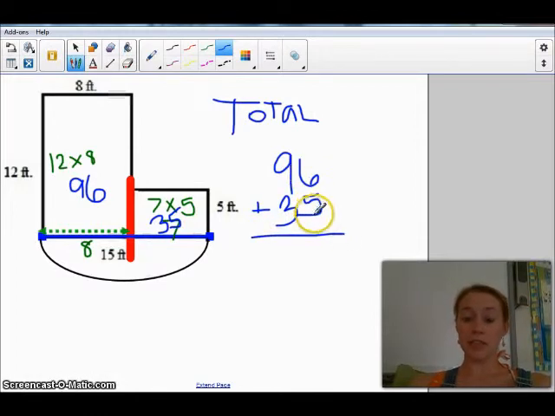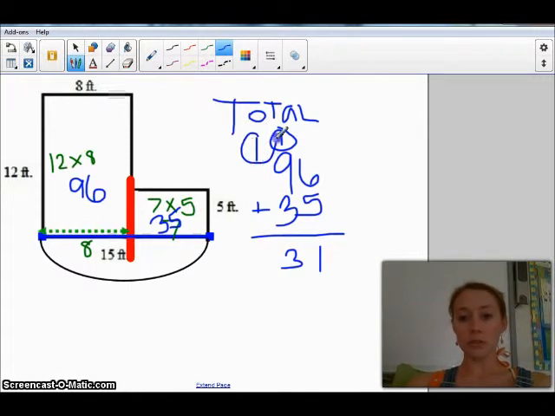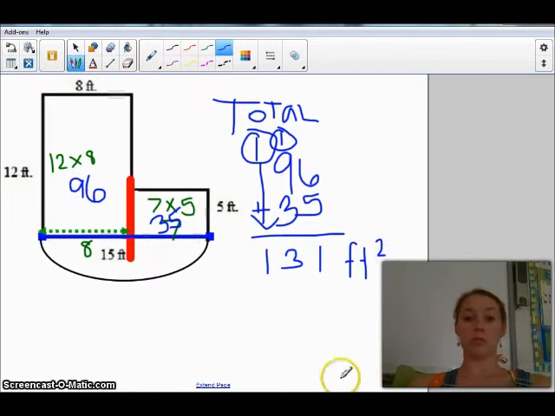6 plus 5 is 11. Put down my 1, carry my other one, circle it up so I don't forget it. 1 plus 9 is 10. 10 plus 3 is 13. Put down my 3, carry my 1, circle it up so I don't forget it, and bring it down. So that's 131 feet squared for the area inside my big old L-shaped rectangle here.